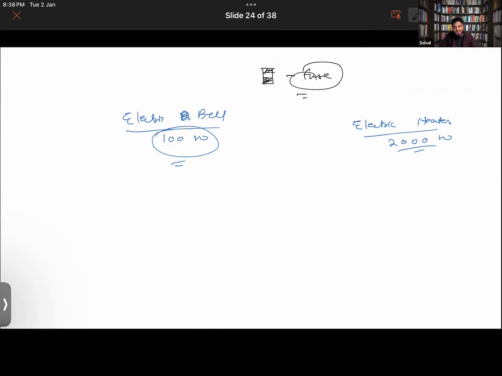The reason is that in an electric heater and in an electric bell, the energy requirements are different. Different amounts of current are required. The heater will draw more current, and the bell will draw less current. Hence, we will be using different types of fuse. Got this question or not?